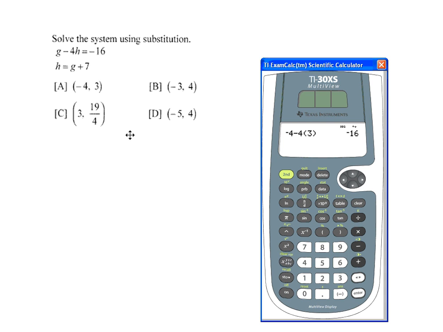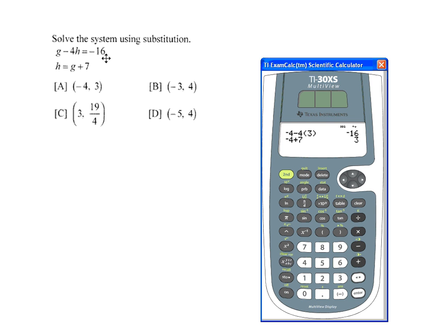And so now this one, h is on the outside, so I'm going to put 3 here. And when I put negative 4 in for g, if this side equals 3, then both of these work and it is my answer. And so I'm going to put negative 4 in for g plus 7. And if it equals 3, and it does, then A is my answer. And so this works out because both of them work.